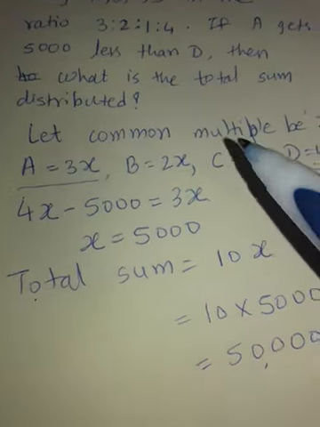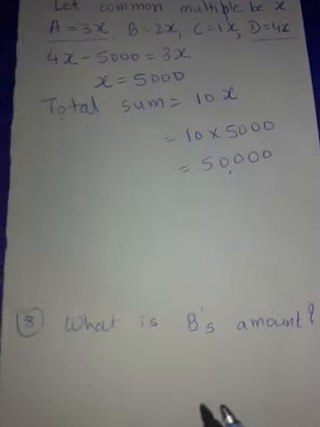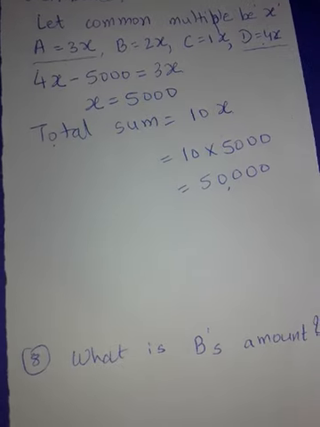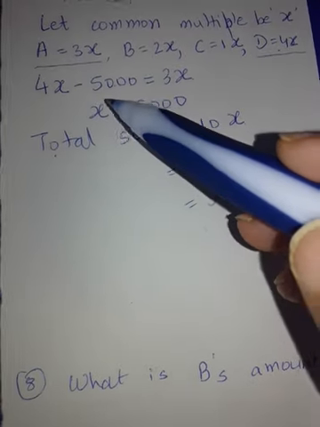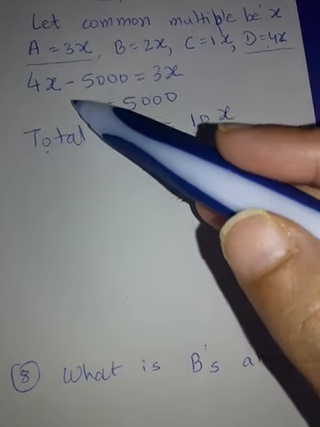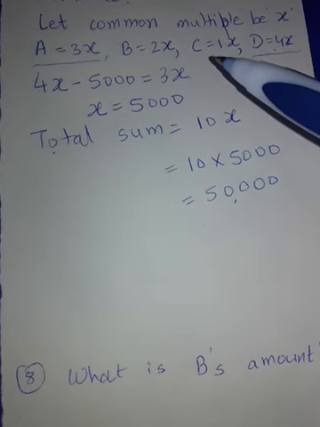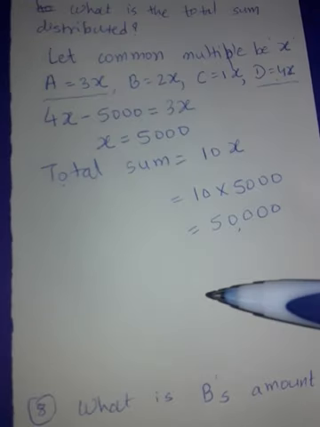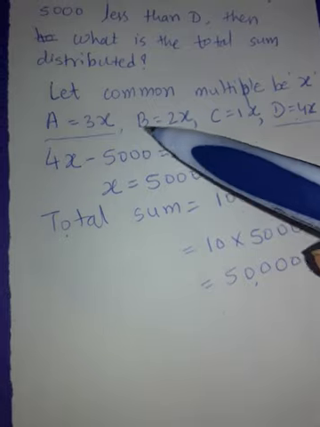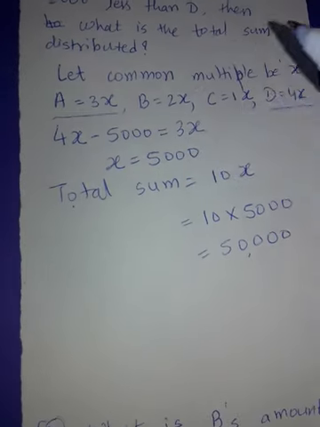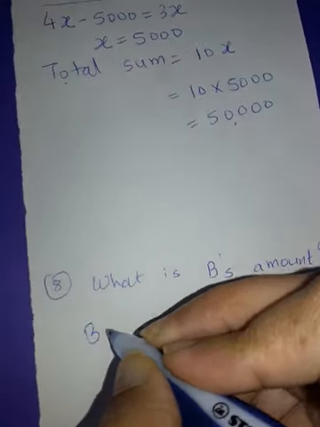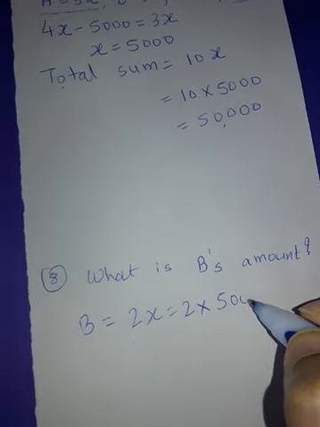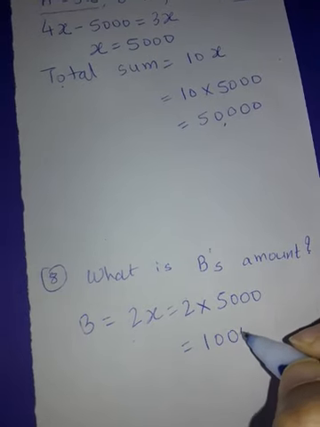In the same example, instead of total sum distributed, if they ask what is B's amount, then how will you solve it? Every time remember, first find x, that common multiple, and then you will be able to solve any example, any question. Like here x is 5000 and we want B's amount. Now B is what? 2x. B is 2x and x is 5000. So amount of B will be 2 into 5000, that is 10,000.